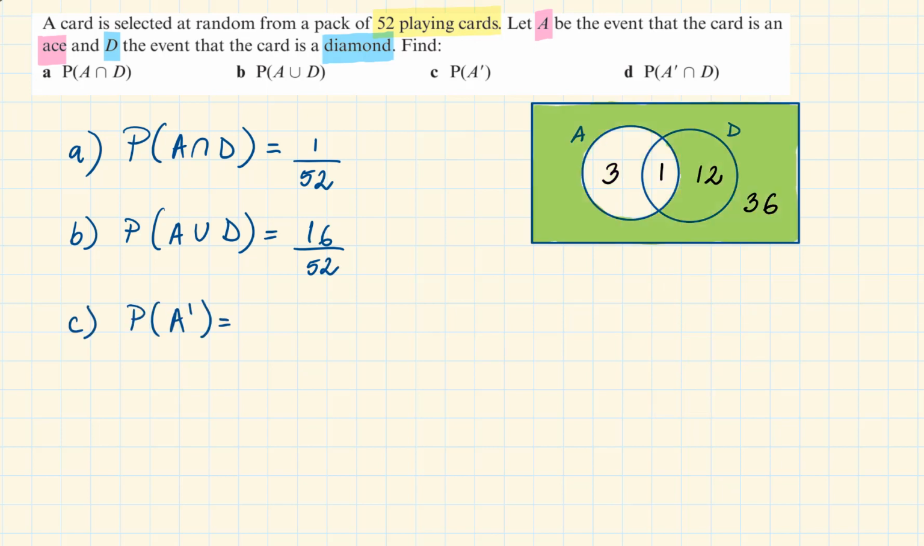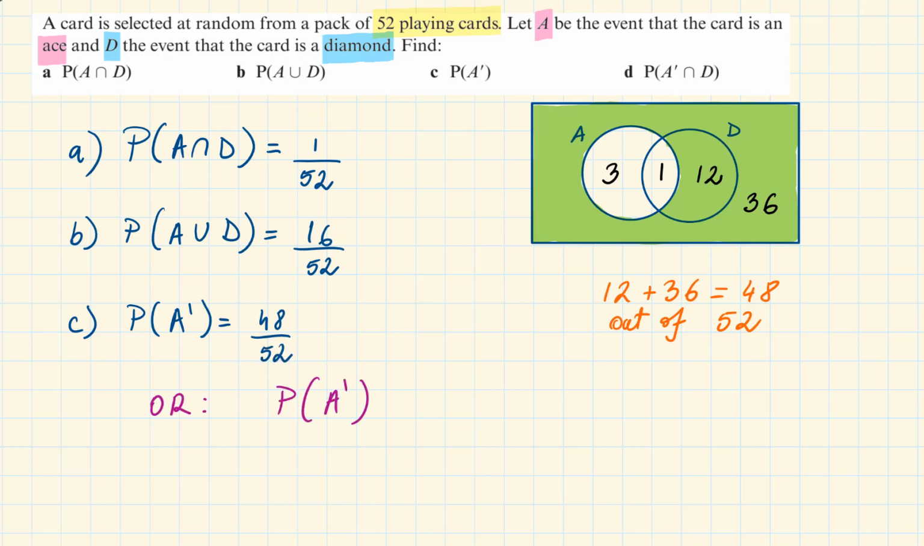Or in other words, what is the probability that we are not going to pick an ace? As the shaded area shows, the probability will be 48 out of 52. We can also calculate the probability of a complement as 1 minus the probability of A happening, and that is 1 minus 4 over 52, which gives us the same answer, 48 out of 52, as expected.